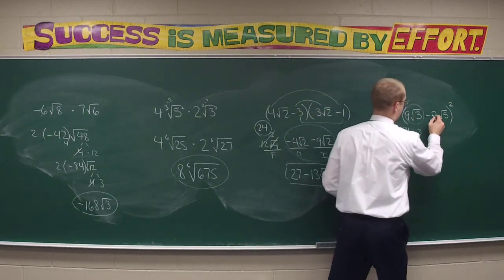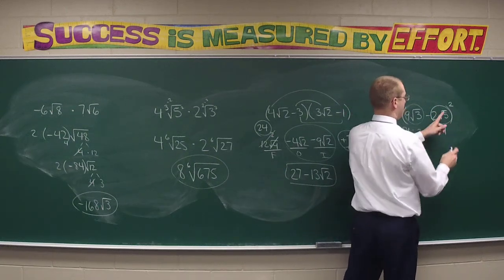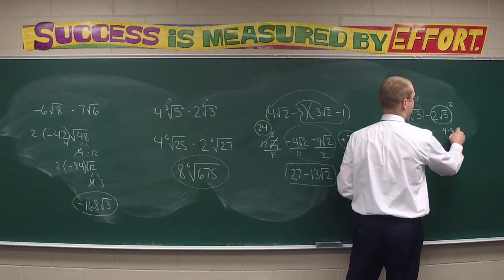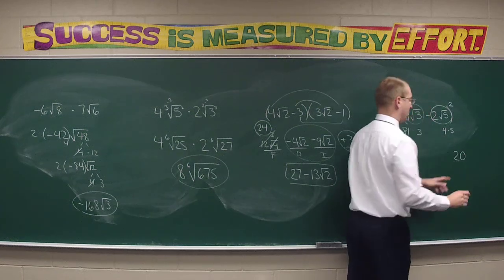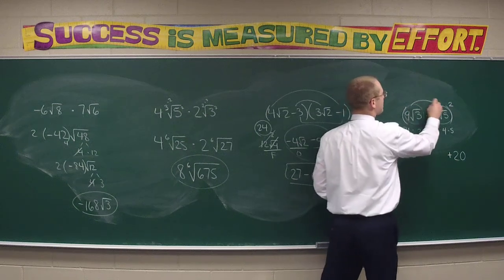All right, then we also have to square the last. And when we square the 2, we get 4. When we square the square root of 5, we get 5, and 4 times 5 gets us 20. And, of course, anytime we square, class, we always get what sign? Positive. Positive.